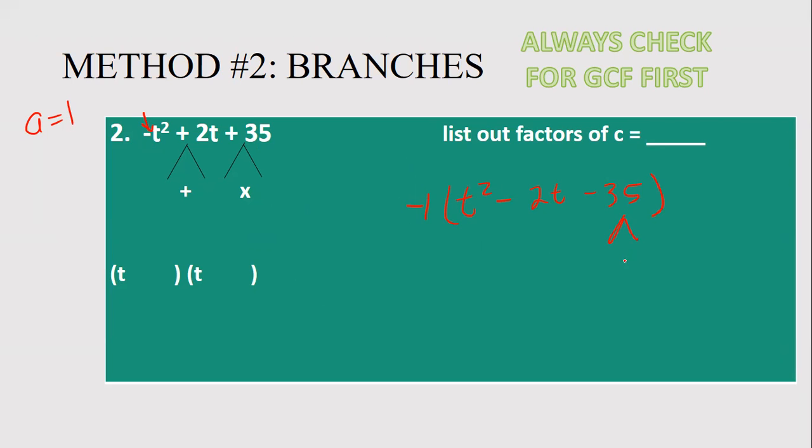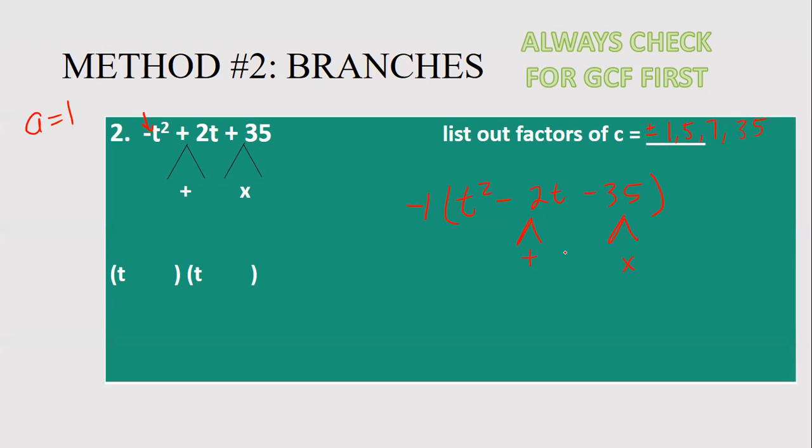And now I'm going to do the branches. What multiplies to give me 35, but adds to give me negative 2? So my factors of negative 35 would be plus or minus 1, 5, 7, and 35, right? So out of my list of numbers here, which two would satisfy this, and what combination of plus and minus?